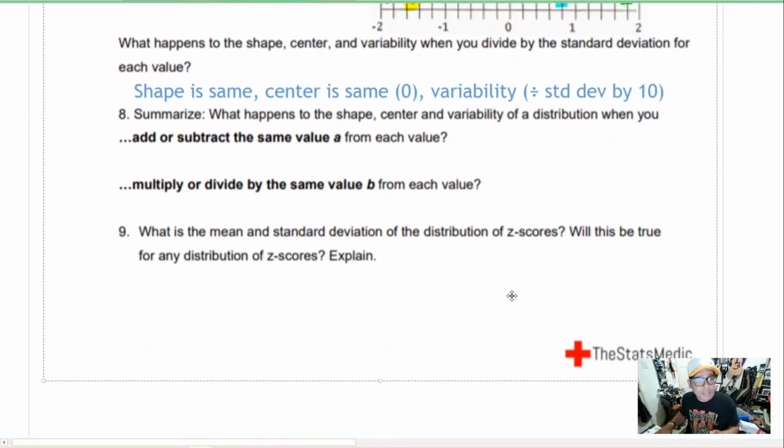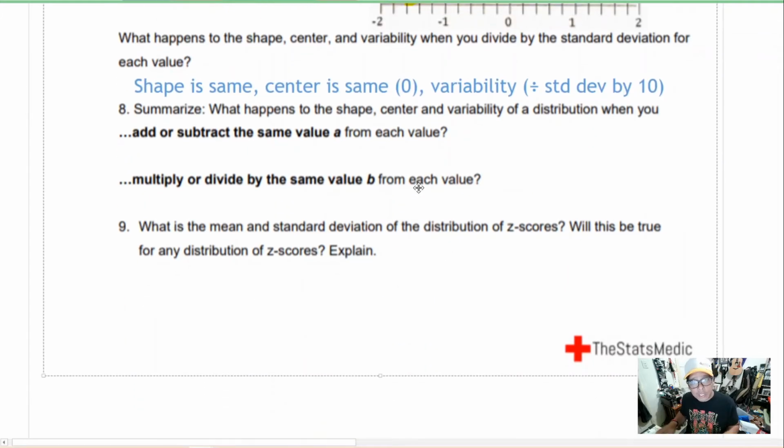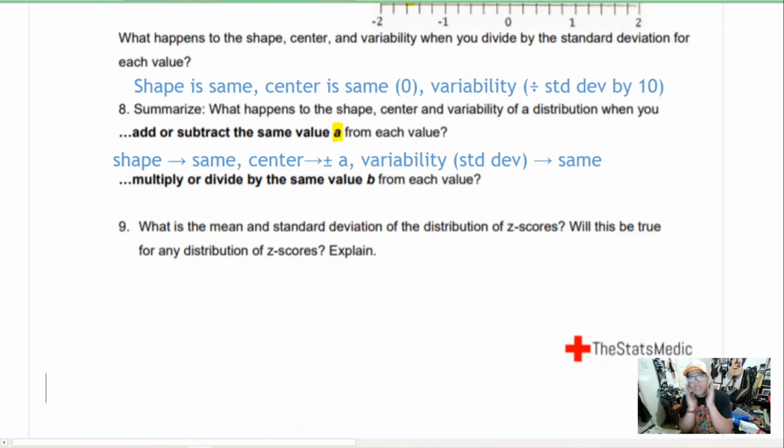So to summarize, what's going to happen to the shape, center, and variability when you add or subtract the same value A? The shape is going to stay the same. The center, we're going to add or subtract that same value A. And then, of course, the variability, the standard deviation, is going to stay the same if I add or subtract. What happens if I multiply or divide by some value B?